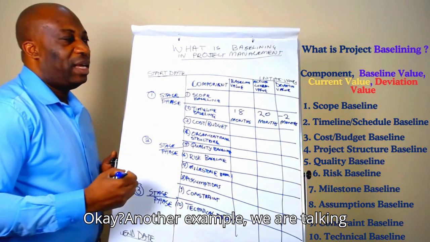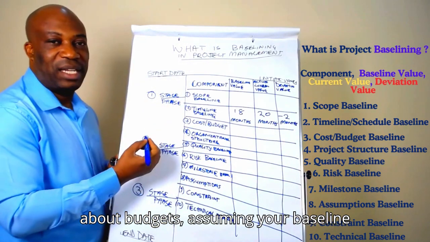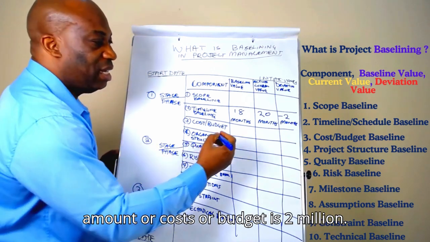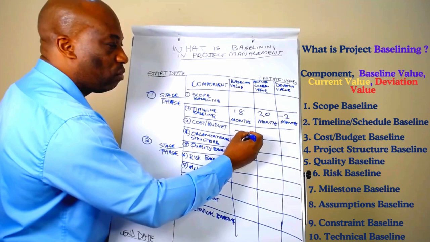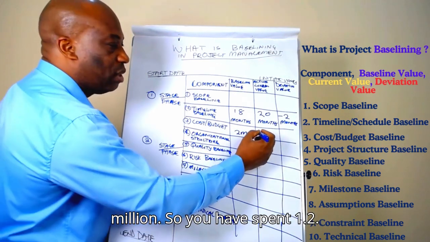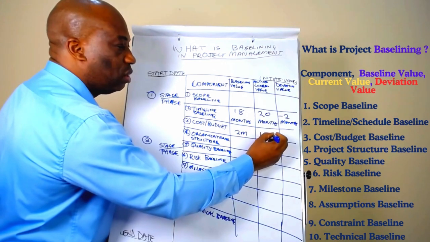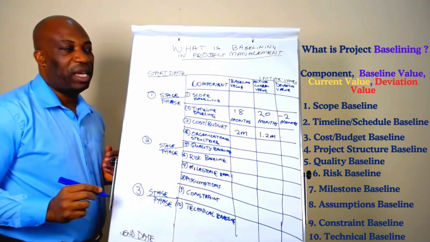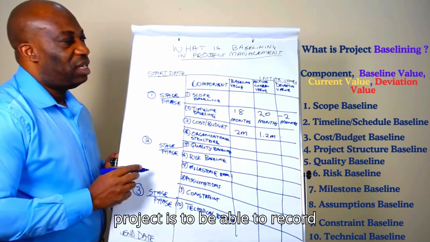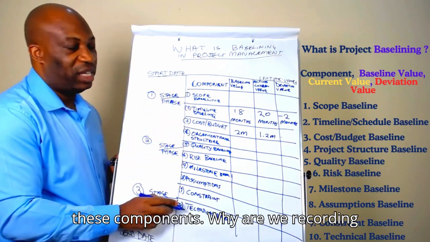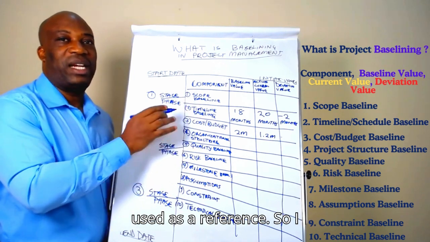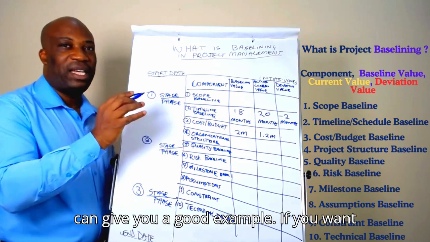Okay? Another example, we are talking about budget, assuming your baseline amount or costs or budget is 2 million. Okay? And now you have spent only 1.2 million. So you have spent 1.2. So there's no deviation. Okay? So the main reason for baselining a project is to be able to record these components. Why are we recording these components? These are going to be used as a reference. So I can give you a good example.